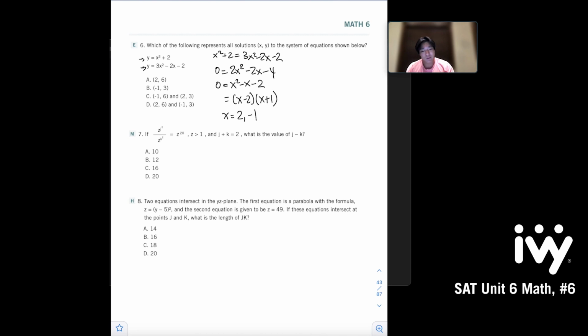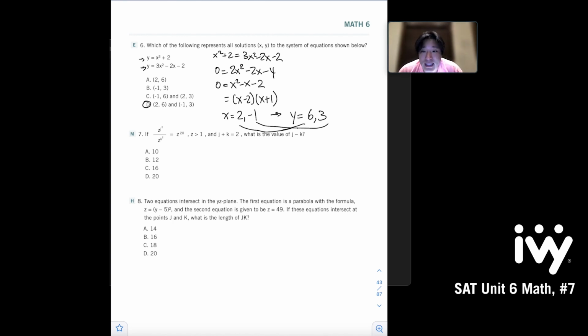So now plugging these values back in, we see these correlate with y values of 6 and 3. So our answer is going to be (2, 6) and (-1, 3). So answer choice D.